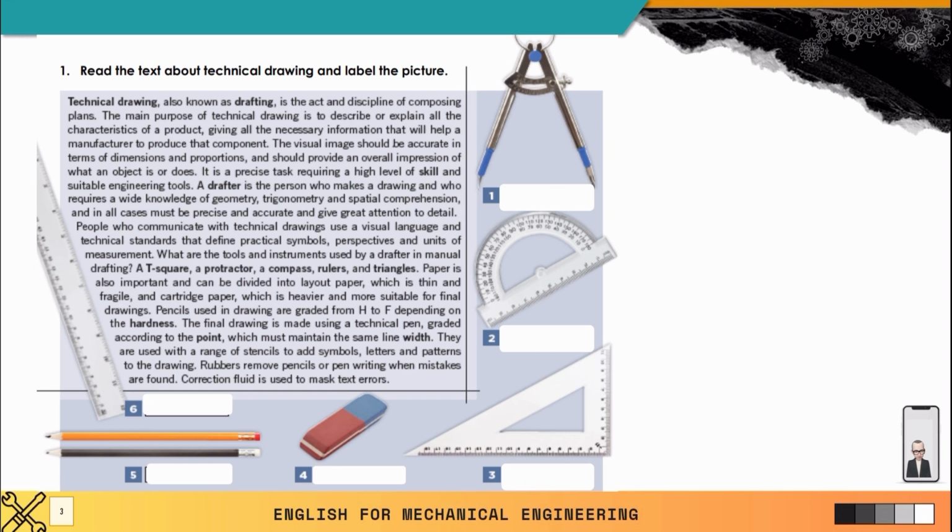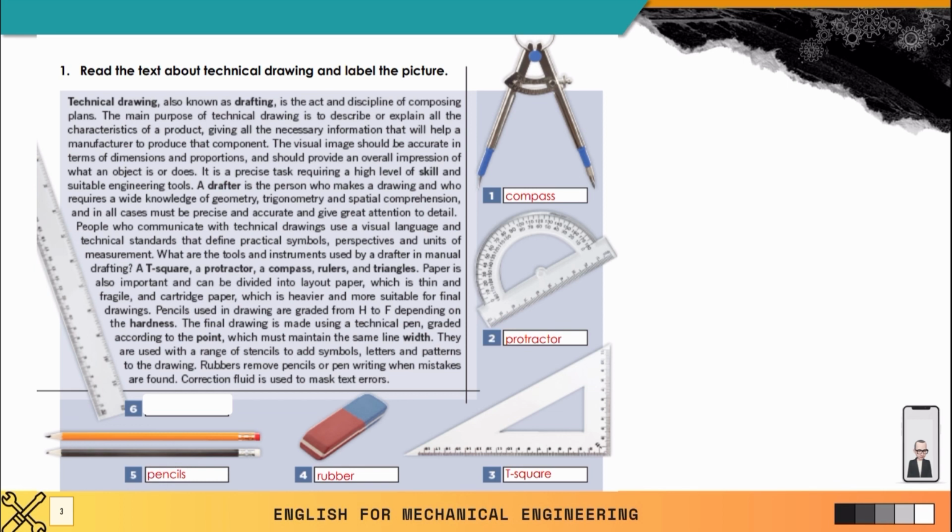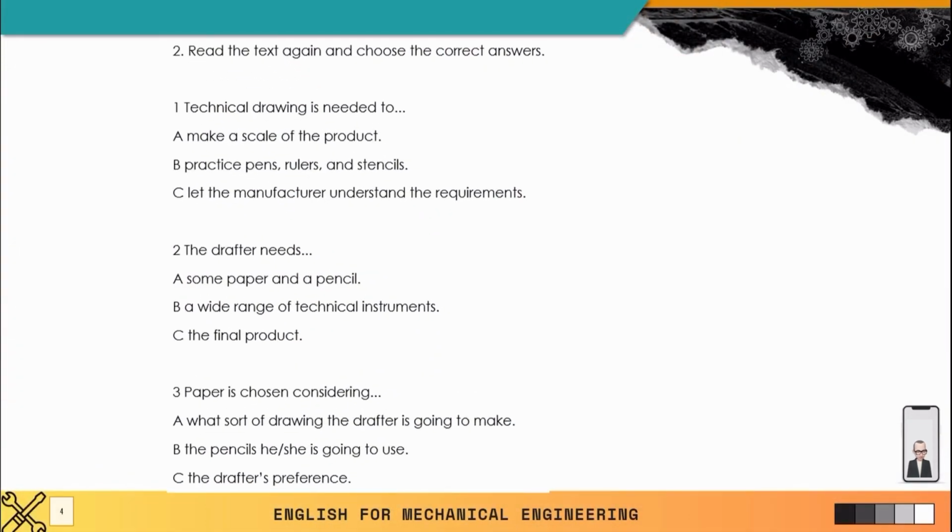Right, so that was our first introductory text. Let's take a look at what each of these tools are. Number 1 is compass, number 2 protractor, number 3 is T-square, number 4 rubber, 5 pencils, and 6 is the ruler, of course. Okay, so compass, protractor, T-square, rubber, ruler, and pencils. Right, moving on to a couple of comprehension questions.